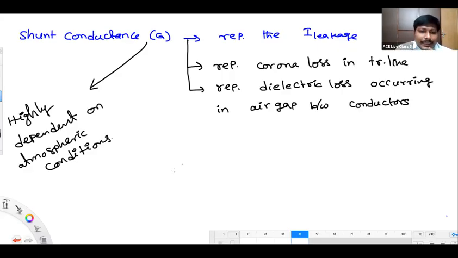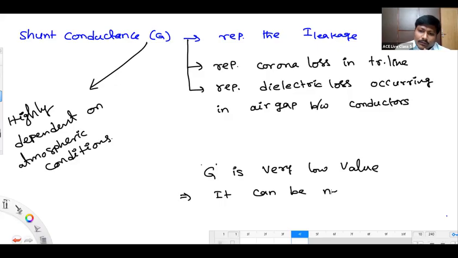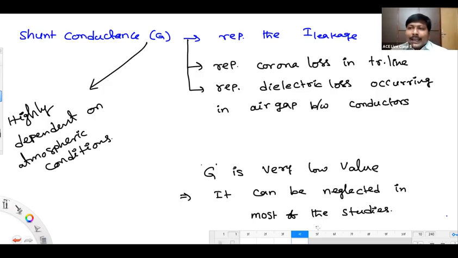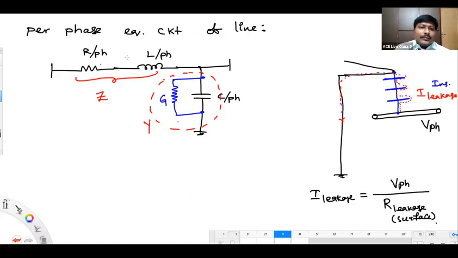Okay, so G is a very low value, practically speaking. That implies it can be neglected in most of the studies. So that's why we neglect the G, and our main concentration will be only on the calculation of RLC parameters of the transmission line.